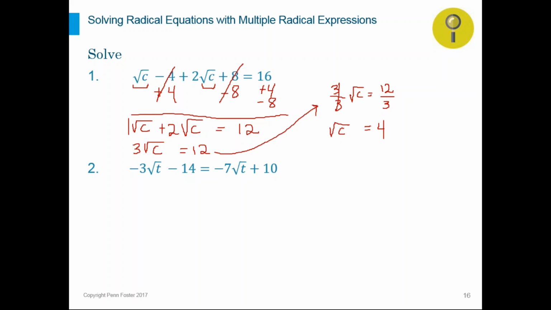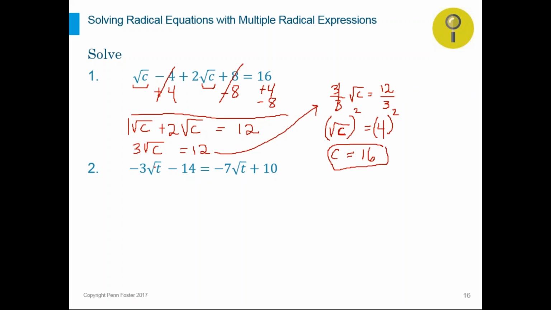Now the square root of c equals 4. I need the value of c, not the square root of c. I need to get rid of the square root sign. I need to do a reverse operation of that, so that would be to square both sides. C equals 4 times 4, which is 16. So the value of c is one value. It is 16.